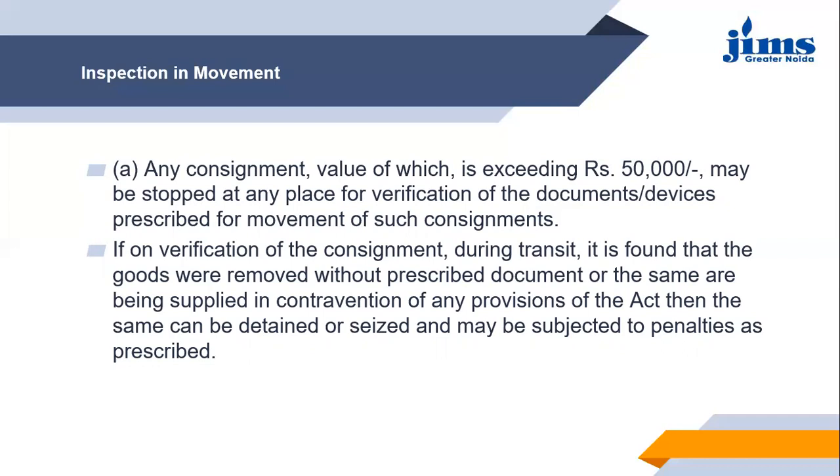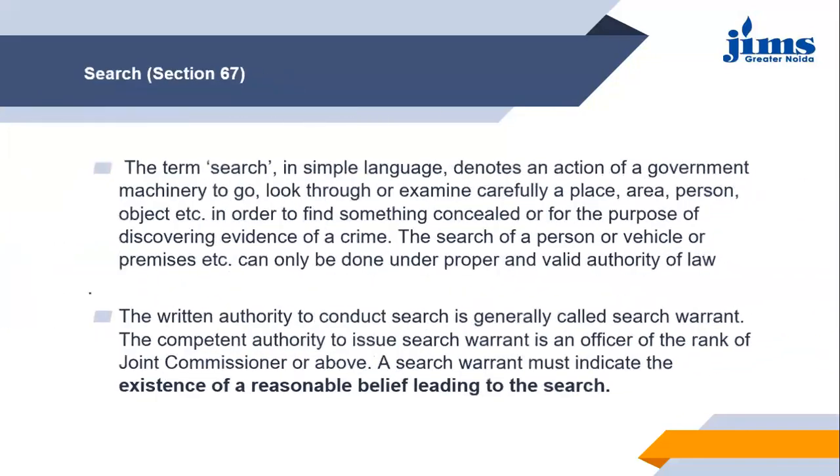If on verification of the consignment during transit it is found that the goods were removed without the prescribed document, or the same are being supplied in contravention of any provision of the act, then the same can be detained or seized and may be subject to penalties as prescribed. Of course, if during the inspection of goods in movement any discrepancy is found, then these goods can be seized or detained till the further formalities have been completed, or the penalties have been imposed. So all these actions can be taken if any discrepancy has been found in case of goods which are in movement.